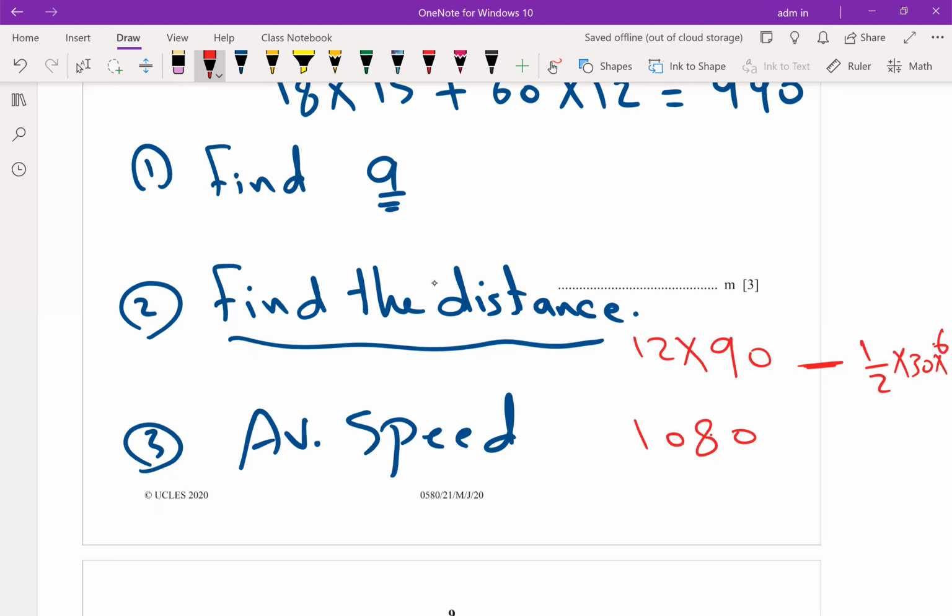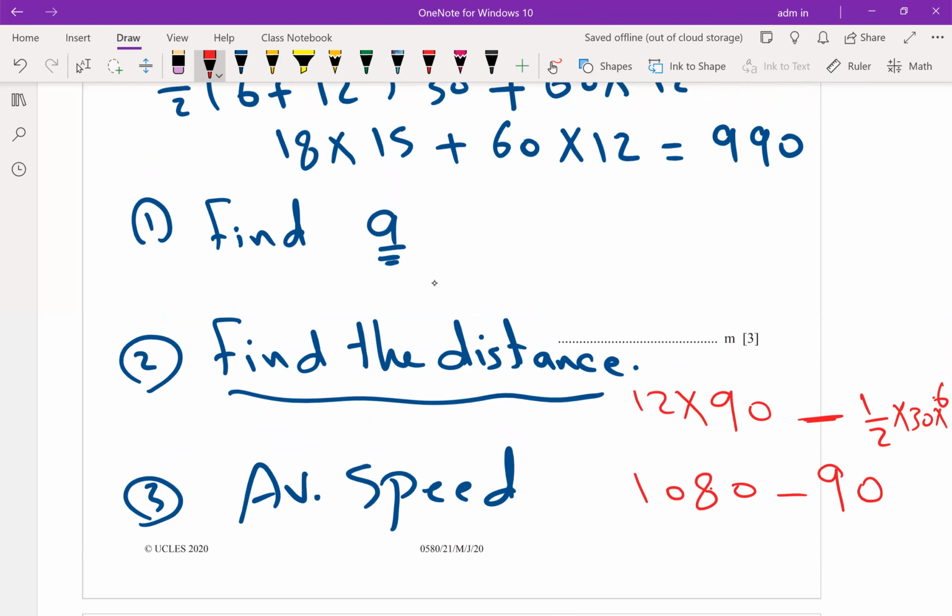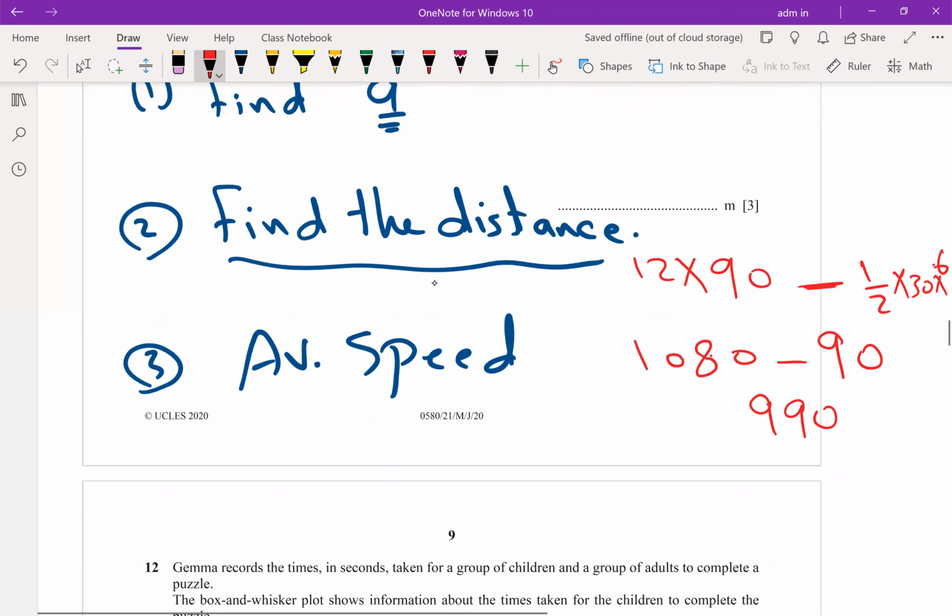Give me the final answer, please. Is it same or not? Same? 990, 990. Question number 3.